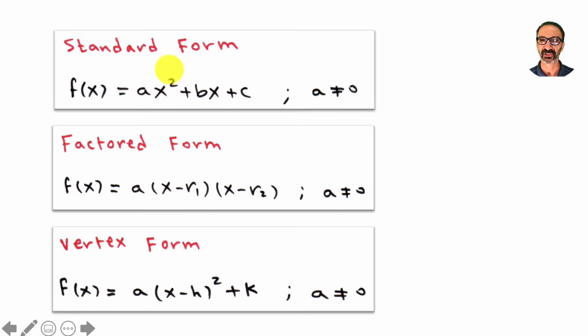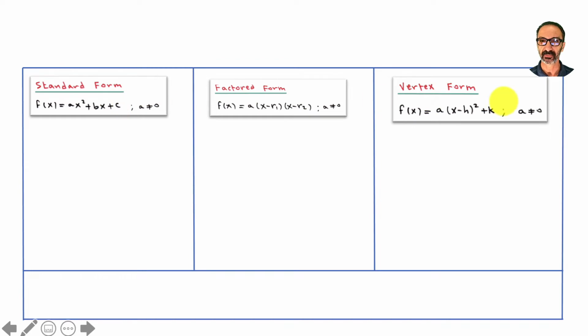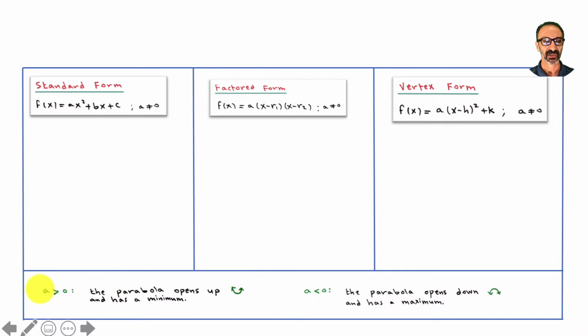Let's give you more details about each one before we start going over examples. I have enough examples in this video. Hopefully it's going to be helpful. So here are the 3 forms, and they all share the same thing down here, which is if a is positive, greater than 0, the parabola, which is the shape of the quadratic function, opens up. That means we have a minimum at this point. If a is negative, the parabola will open down, and of course we're going to be talking about a maximum value for the function at this point, which is the vertex.